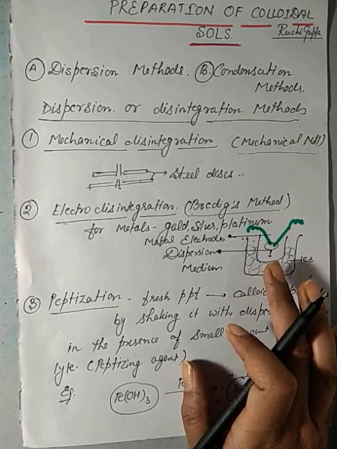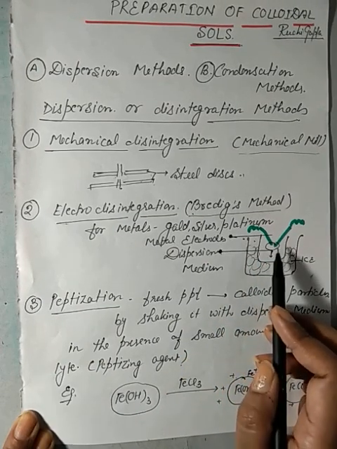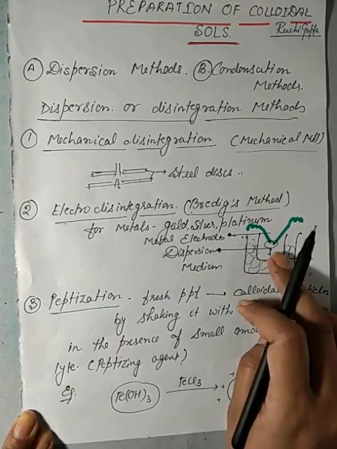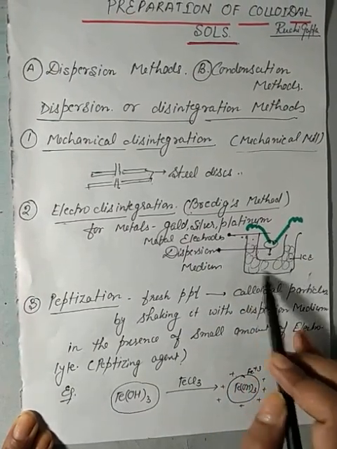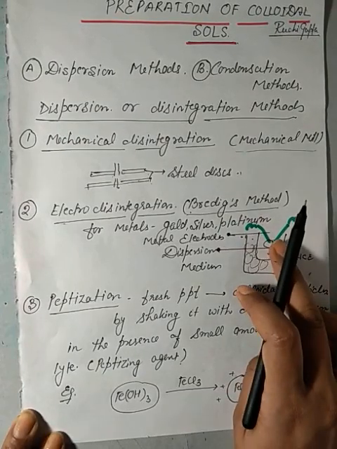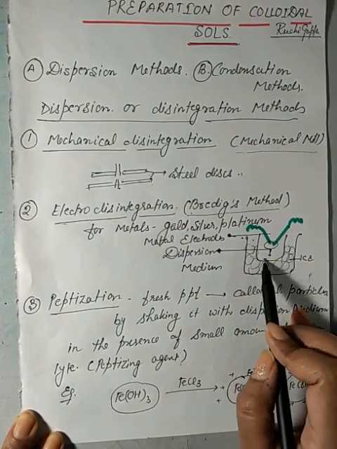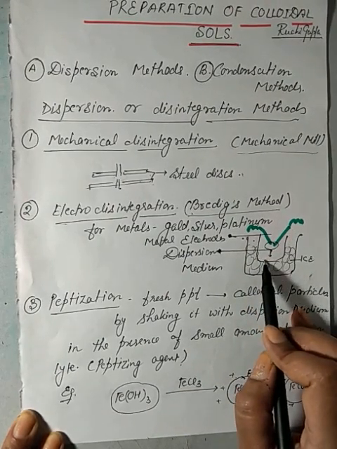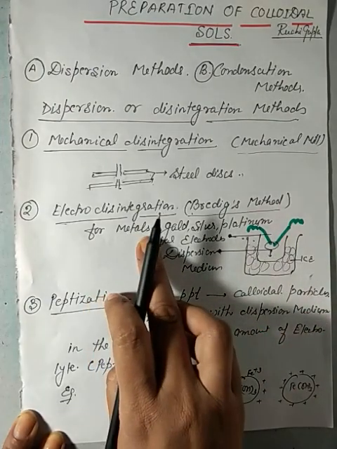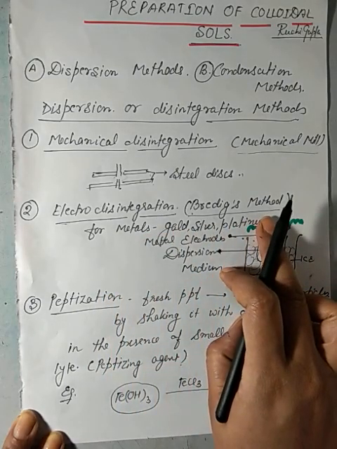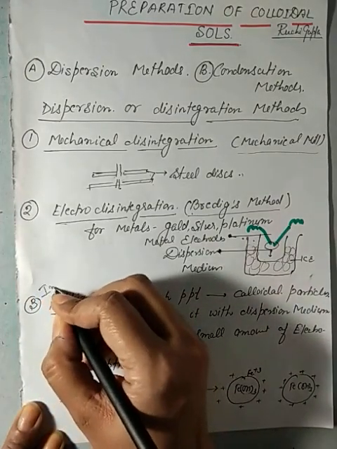The intense heat of the arc converts the metal into vapors. When the electric arc is struck between these two electrodes, it produces intense heat and the metal evaporates. But as the ice is present outside the chamber, the metal immediately condenses, and the condensed drops come in contact with the dispersion medium and form the colloidal sol. So it is called the electro disintegration method or Bredig arc method. The next is called peptization. It is a very important method for your board examination.